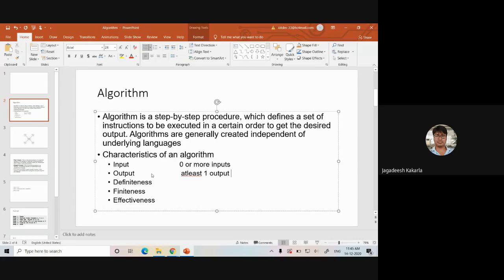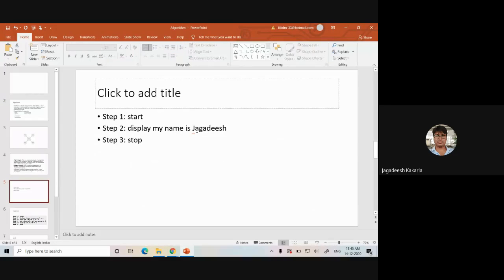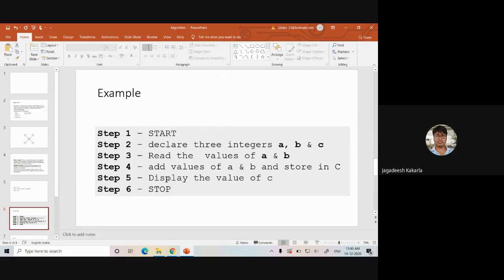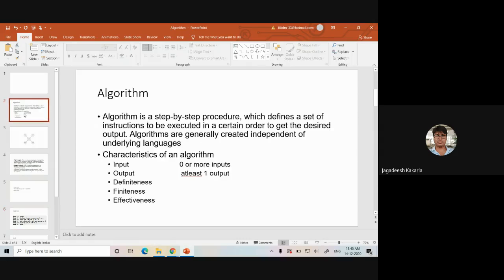How many members have understood these two things, input and output? Now look at this algorithm. What is this algorithm producing as output? My name is Jagadish is the output printed. What is this algorithm printing as output? The value of c. Yeah, good. So every algorithm should produce at least one output. Maybe it can display more than one output also, but at least it should produce one output.